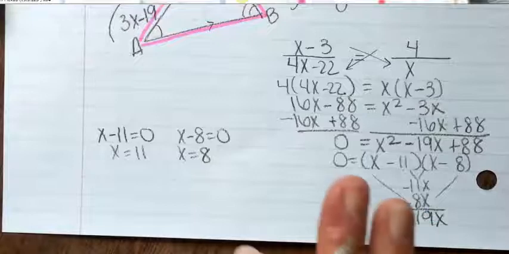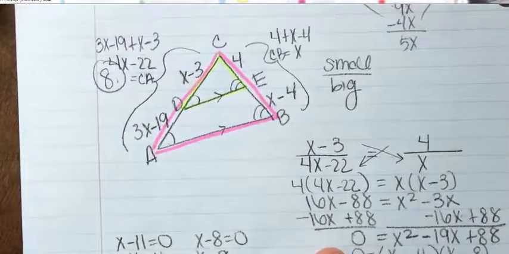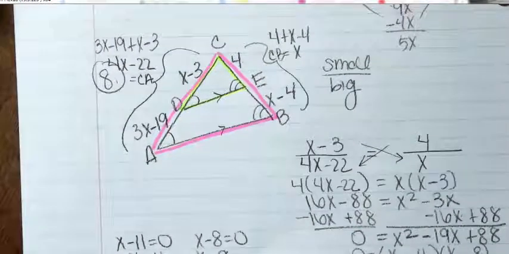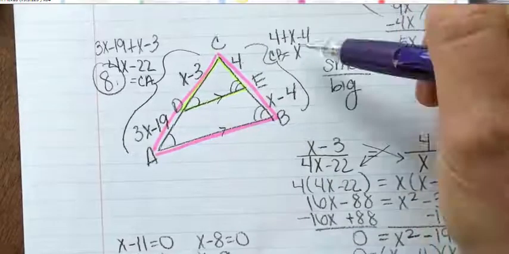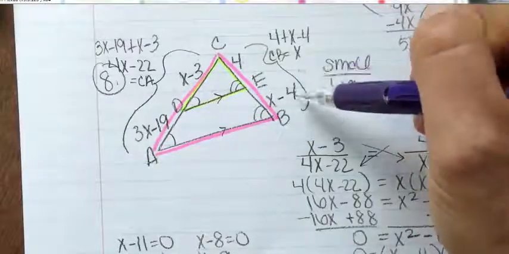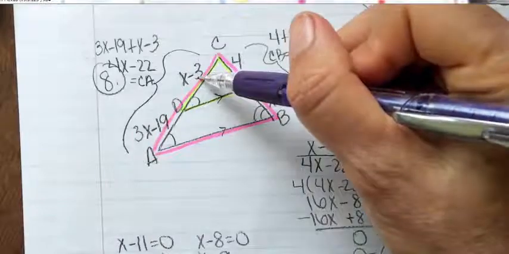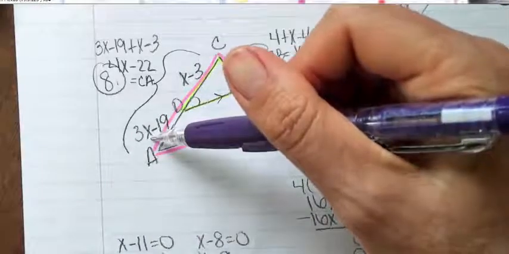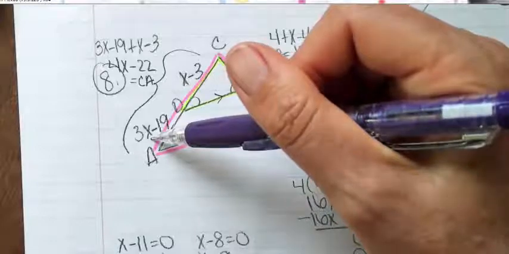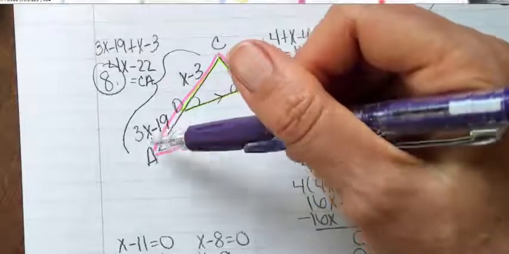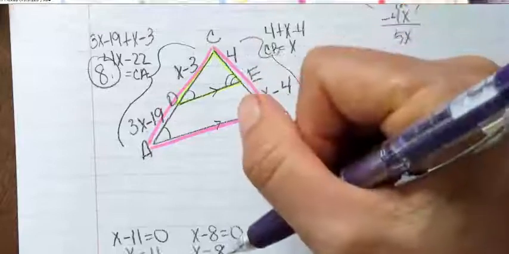So I have two answers. Well, let's double check that both of these answers make sense. If not, we'll throw one of them away. So if I take 11 and I plug it in for EB, for example, I get 7. CB would be 11. This would be 8. If I plug in, that would be 33 minus 19, which is a positive number. So we're good. How about x equals 8?